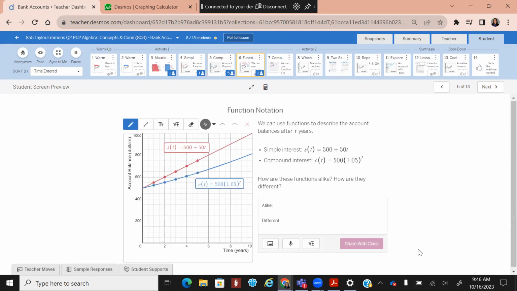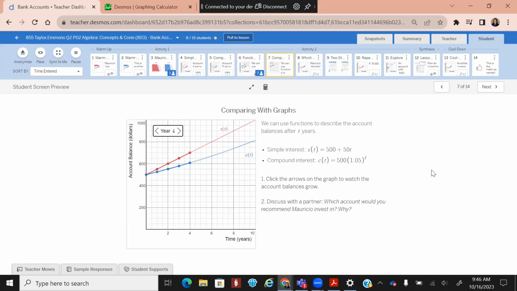How are these two things alike? And then how are they different? Very similar, but still giving us a different result. So take a moment. Tell me how they're similar. How are they different? Okay, once you finish that, go ahead and go to slide 7.